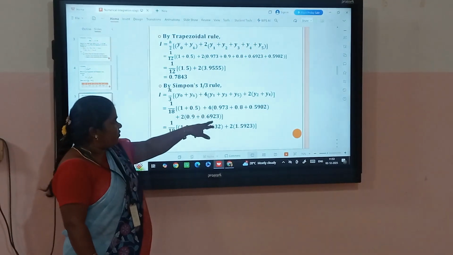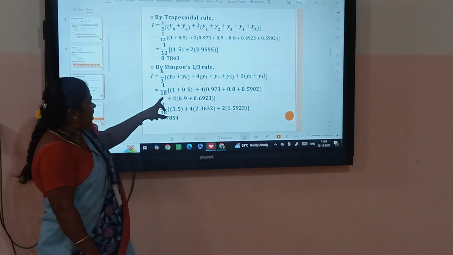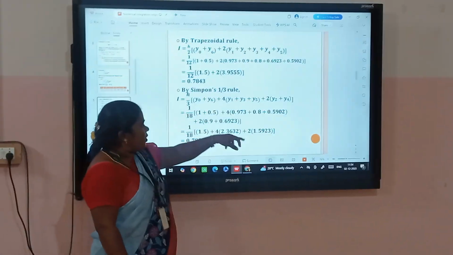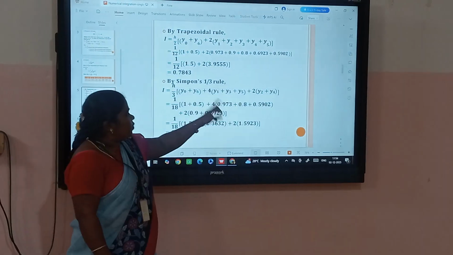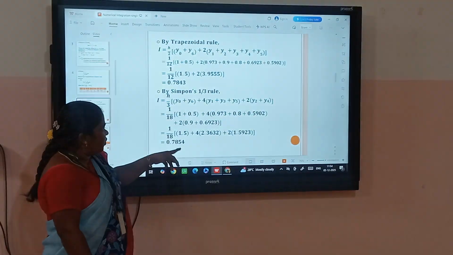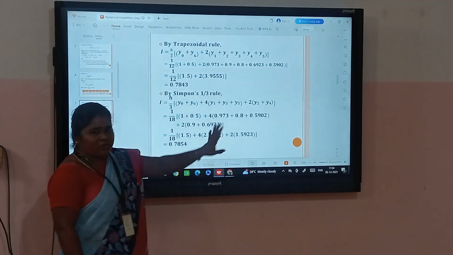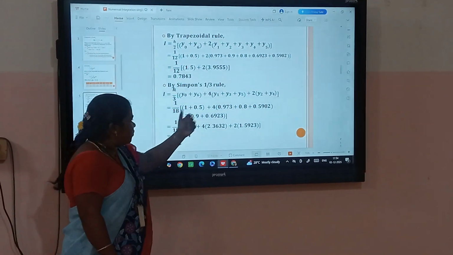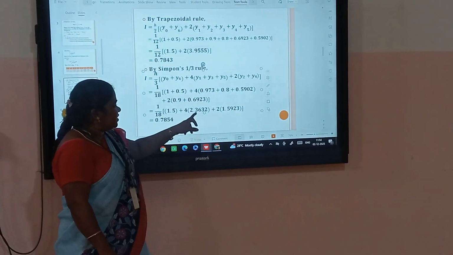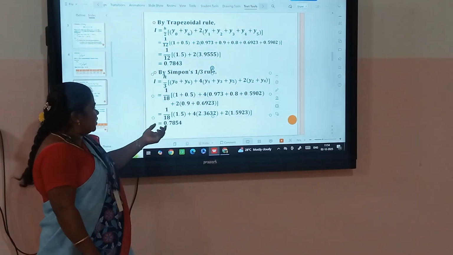By Simpson's one-third rule, I equal to h by 3 [y0 plus y6 plus 4 into (y1 plus y3 plus y5), the odd values, plus 2 into the even values]. Equal to 1 by 18 [y0 value 1 plus y6 value 0.5 plus 4 into (y1 value 0.973 plus y3 value 0.8 plus y5 value 0.5902) plus 2 into (y2 value 0.9 plus y4 value 0.6923)]. Equal to 1 by 18 [first two values are 1.5 plus 4 into remaining values 2.3632 plus 2 into remaining values 1.5923]. The value is 0.7854.